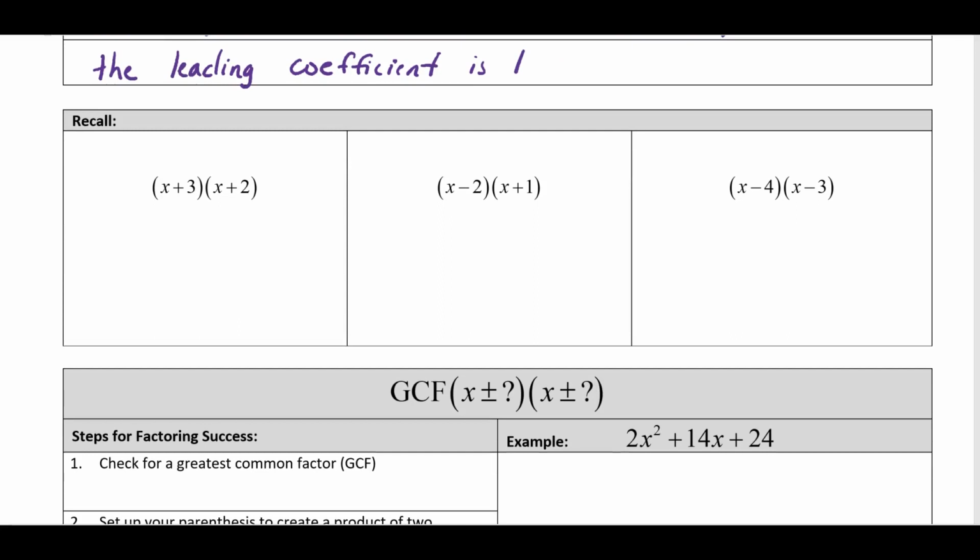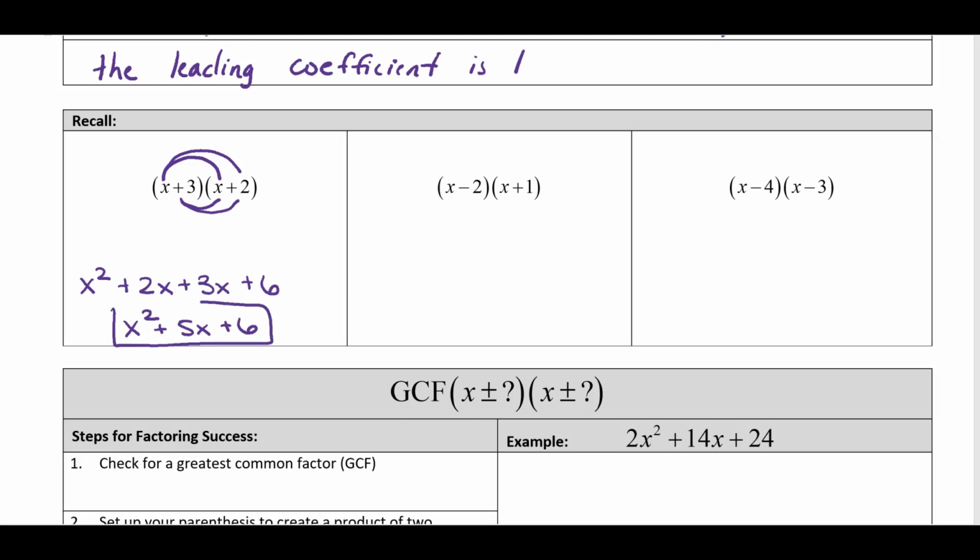So the first thing I need you to do is I need you to recall. Remember when we multiplied 2 binomials together? So we're going to be distributing these to multiply. So we would do the x times the x, which would be x squared. Then we would do the x times the 2, which is 2x. We would then do 3 times x, which is 3x. And lastly, we would do 3 times 2, which is 6. And this would give us a trinomial once we added our like terms together. So this right here would have been our answer.